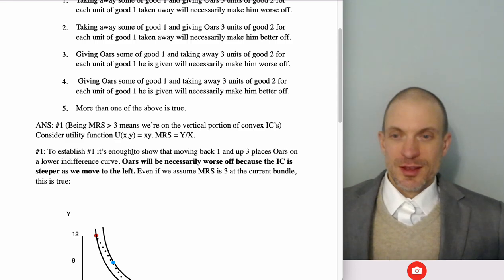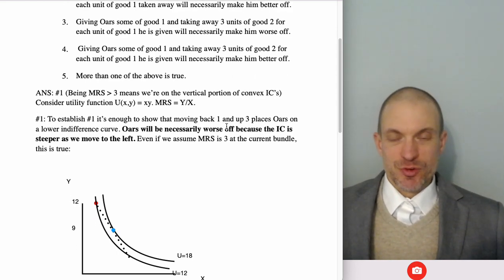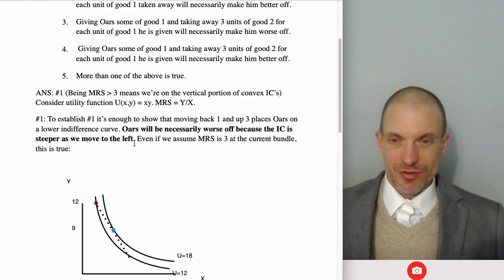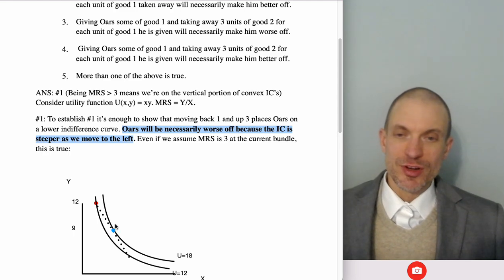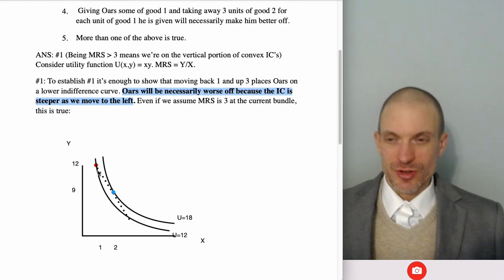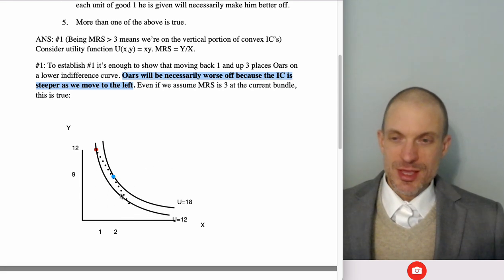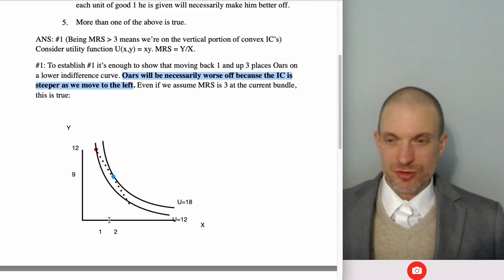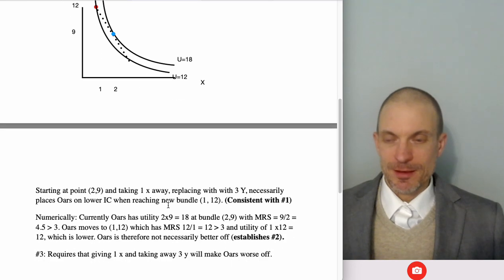Okay, cool. So what we need to do is show that moving back 1 or moving left 1 up 3 places us on a lower indifference curve, or moving back 1 up 5 will be a lower indifference curve. And definitely we will necessarily be worse off because the indifference curve is steeper as we move to the left, which means it's going to dodge away from where we're moving to, is the idea. So even if we assume marginal rate of substitution is 3 at the current bundle, so I drew a slope of 3, if I move over 1 up 3, I move to this bundle. So I go from the 0.29 to the 0.112 if I'm using this version of the problem.